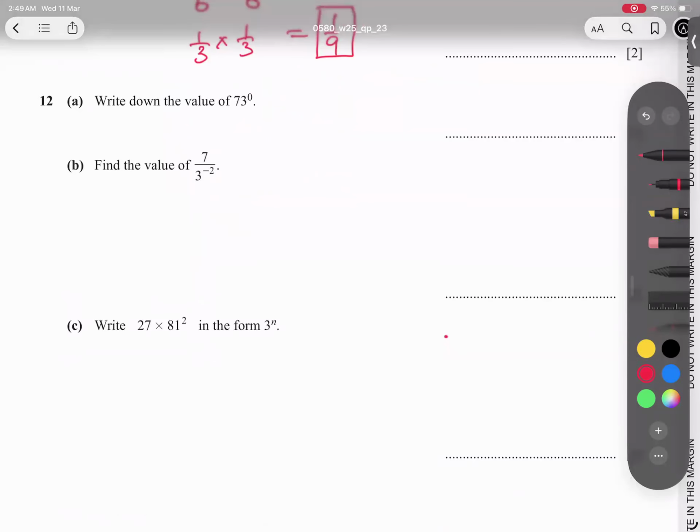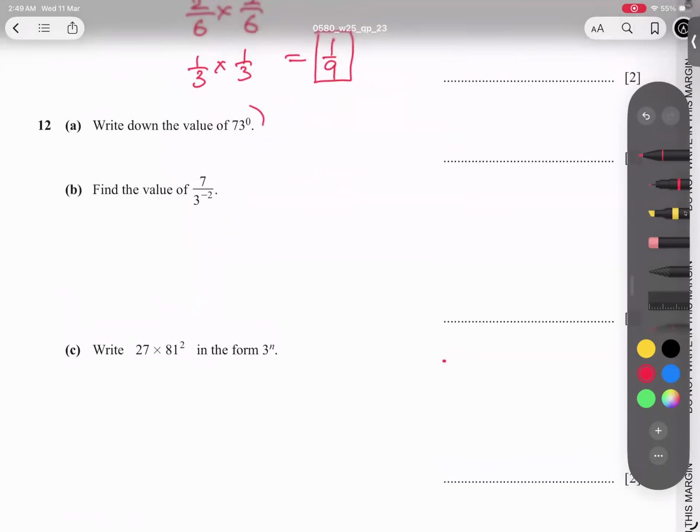Write down the exact value of 73 to power 0. This is indices. For example, x to power 0 is 1, 2 to power 0 is 1, 5 to power 0 is 1. So 73 to power 0 is 1. I hope the concept is very clear. How can we do this one?